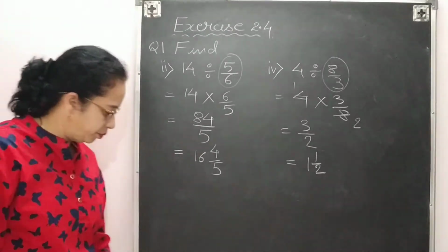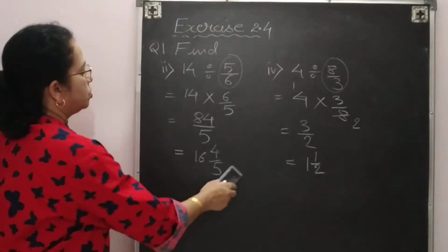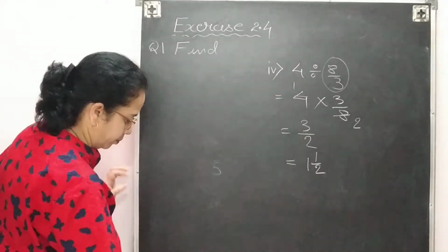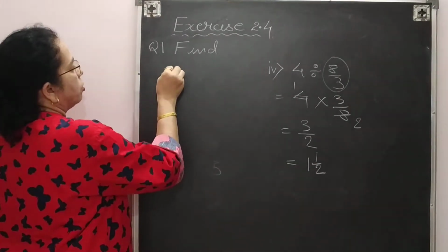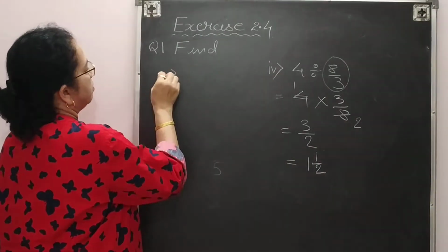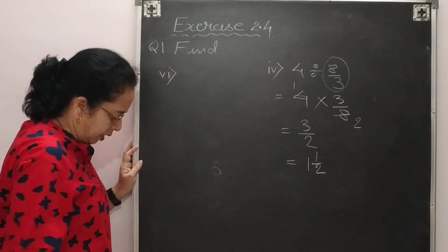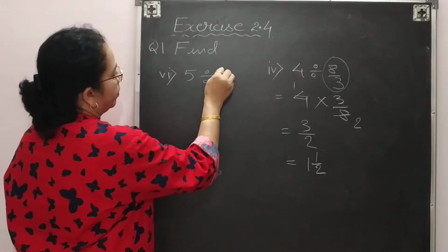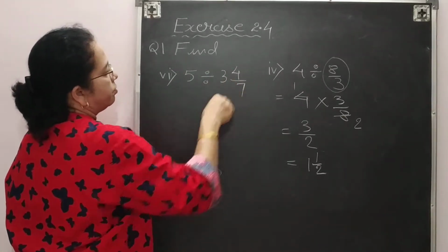This is the answer. This is the way you are supposed to say continuously in your mind when you are solving a sum. When you are talking with yourself, you will not make any mistake. Sorry, this is the 6th sum. Okay. So 5 divided by 3 and 4 by 7.